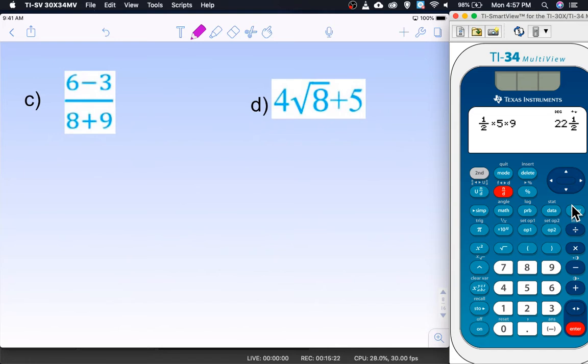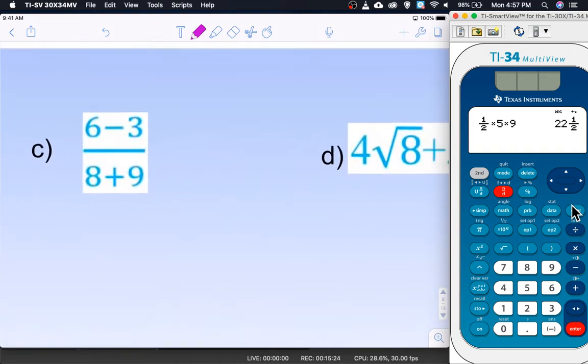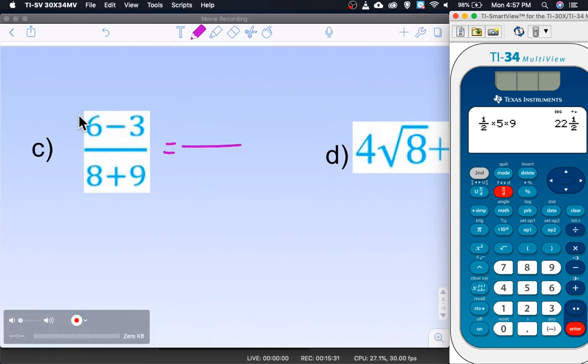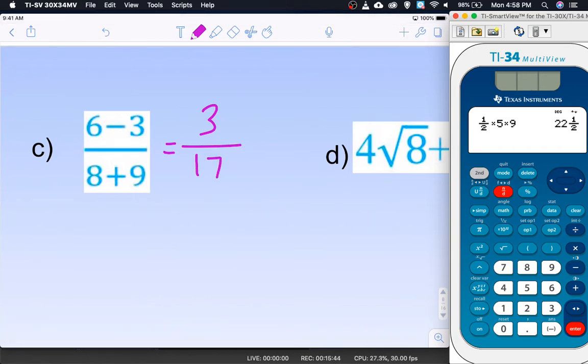All right, letter C. The way I would do this is I would probably do more by hand than by calculator. If I'm going to simplify this, I would do the math across the top first. I would do 6 minus 3 is 3. I would do 8 plus 9 is 17. And then if I take 3 divided by 17, I get 0.176470. That looks like a big ugly mess, doesn't it?